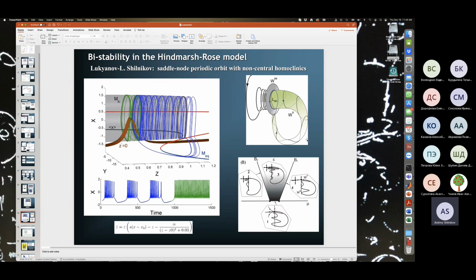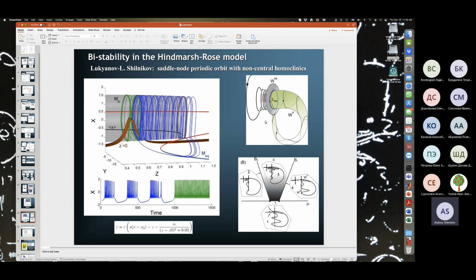Okay, and when you come back, you turn around this green manifold, come back, and then you have two options. If you come back, say strictly on the left, then you would go to another region, to converge to the saddle-node. Otherwise, you're going straight back to the right.